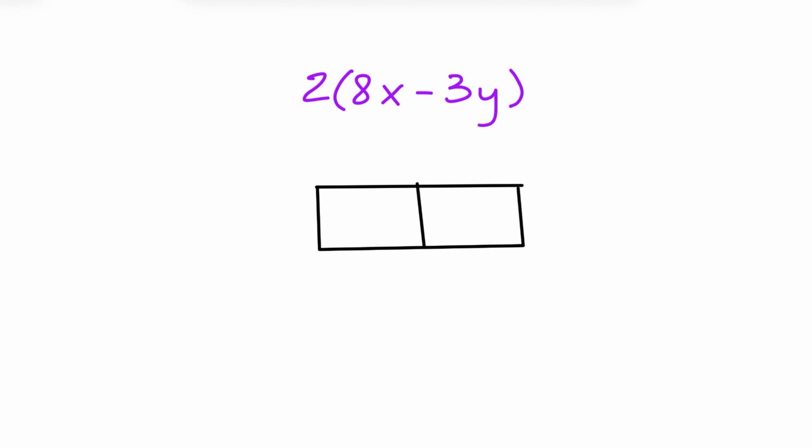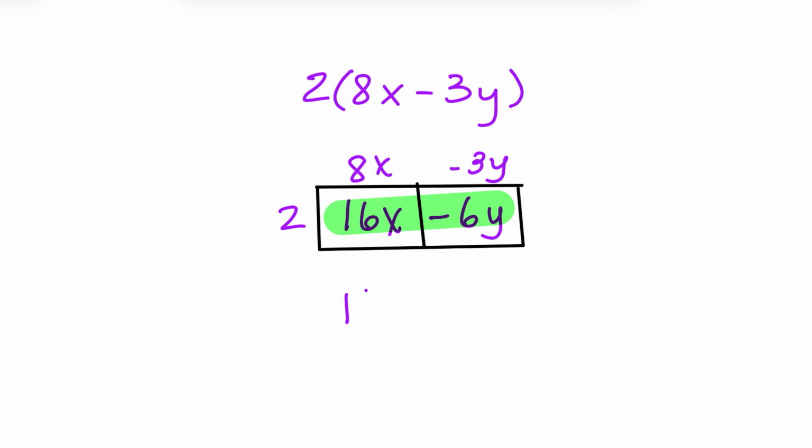Using the same problem, we're going to put the 2 that's in front of the parentheses in front of the array, and 8x minus 3y above the array. Multiply to get 16x and negative 6y. Our answer is 16x minus 6y.